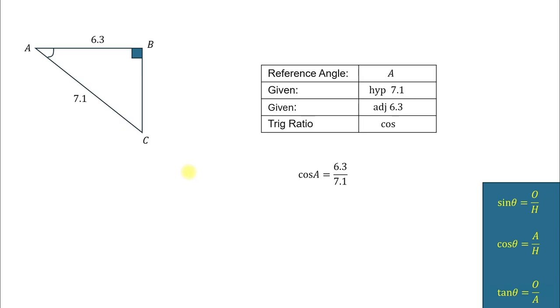Now we want to know the angle A by itself. So if the cosine of A equals this fraction, then the angle A equals the inverse cosine of this fraction. And we put these into our calculator, and it returns a value of 27 degrees.